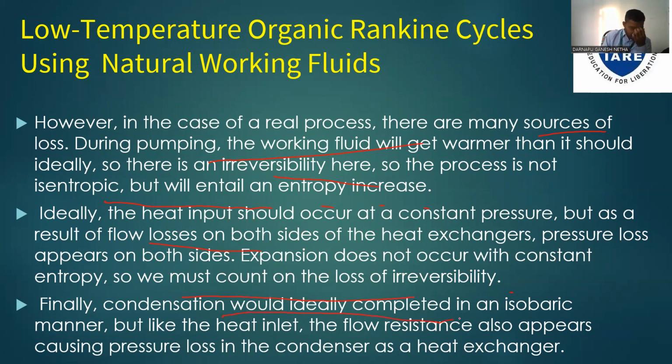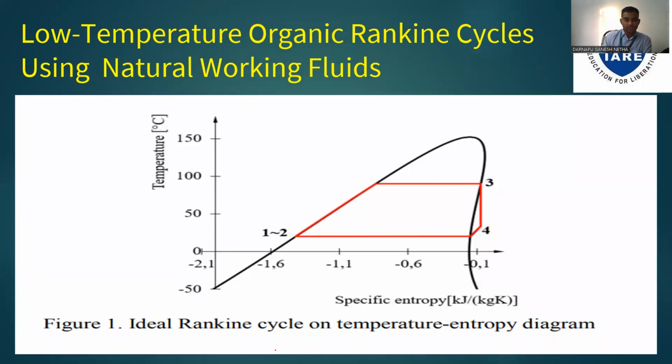Ideally it is computed as isobaric, and isobaric is nothing but the pressure being constant. In reality, pressure losses appear in the condenser and heat exchanger. This is an ideal Rankine cycle, where this scale indicates the temperature and this is the specific entropy.